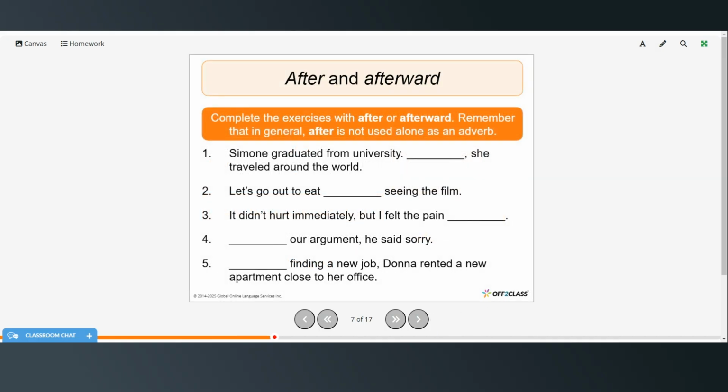So complete the exercises with after or afterward. Remember that in general, after is not used alone as an adverb. So you can pause the video, try these on your own, and then restart when you're ready to check your answers.